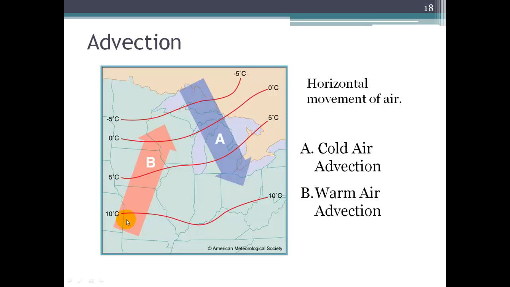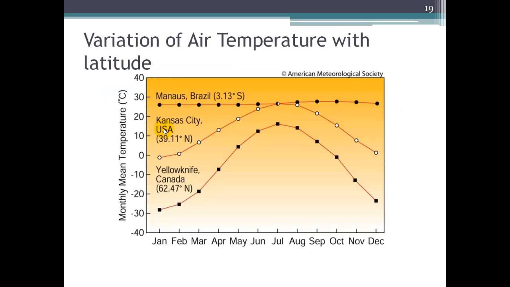Nature wants to move things from hotter temperatures to lower ones, but the atmosphere is dynamic, so there's more going on than just that single principle. So sometimes we can have air moving in this direction as well as this direction, and we describe it as advection.